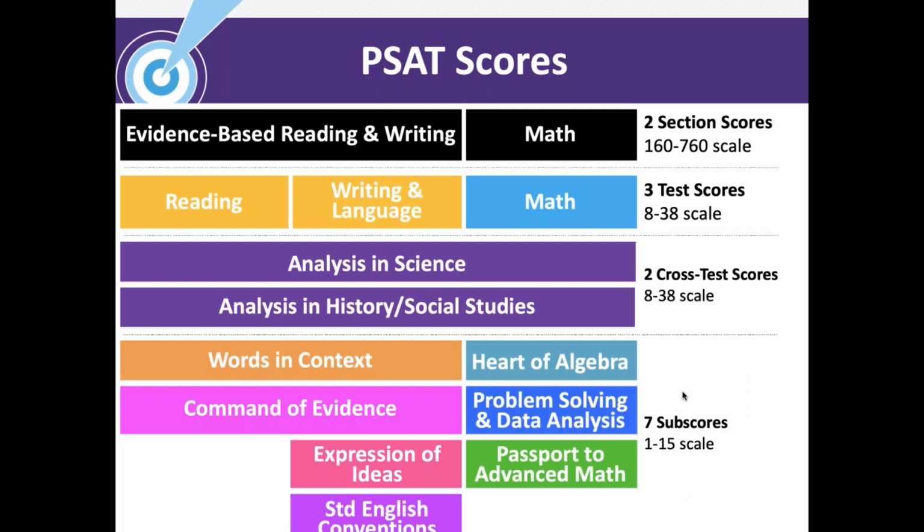Then you're going to get all sorts of really fantastic and interesting information about how your tests fit into different areas of study. You'll get cross-test scores based on science and social science. You'll get a breakdown of the scores on the verbal parts of the test, the reading and the writing, about words in context and command of evidence questions. We're going to look at those sorts of questions a little bit more closely as we go through this evening.